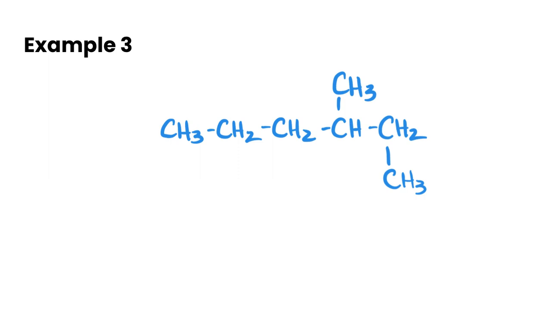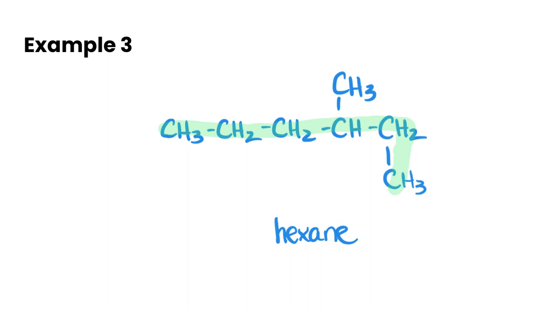Okay, example 3. So looking for our longest chain, if we kind of start at the end here, we can go 1, 2, 3, 4, 5. But then I can still go down and not lift my pen and get 6. So be careful because the longest chain is not always in a straight line like this one here. So we have a 6-carbon chain, which is hexane.